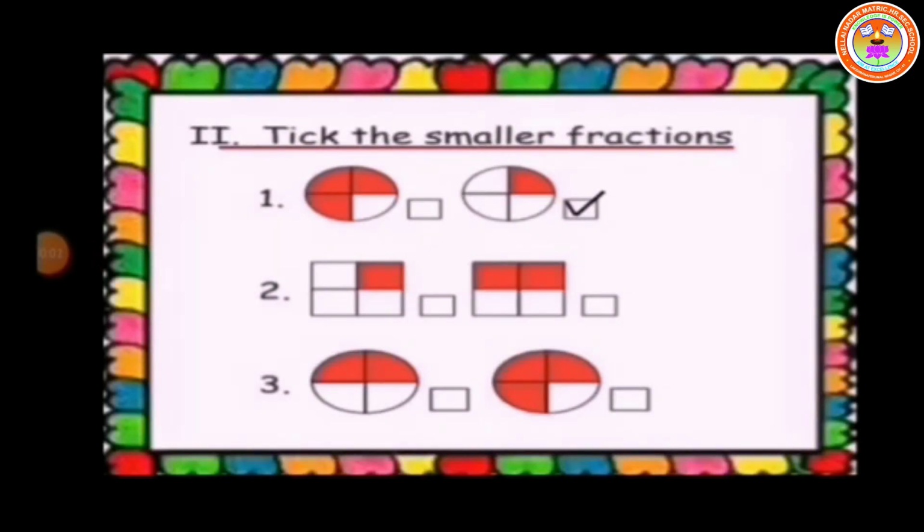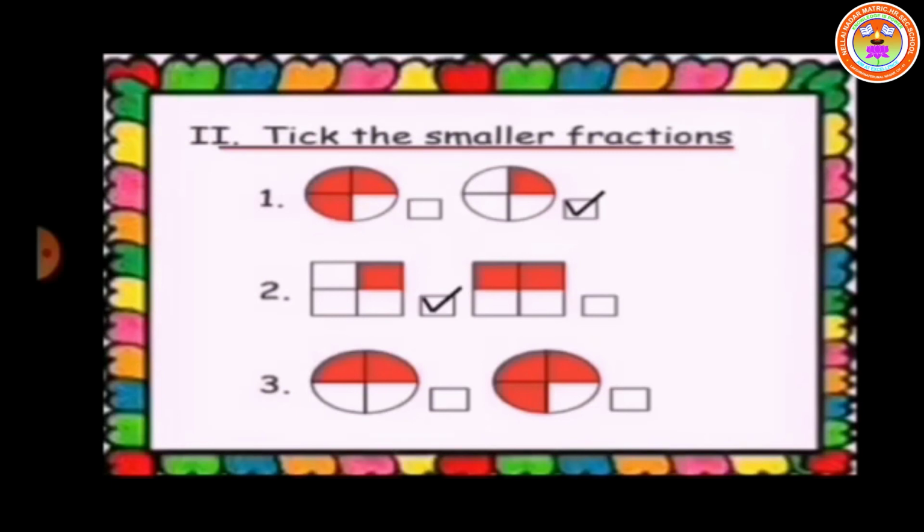Second question. Here two pictures are given. See the first one. Shaded portion is 1. So the fraction is 1 by 4. Second picture. 2 portions are shaded. So the fraction is 2 by 4. In the numerator we have 1 and 2. Which one is smaller? 1 is smaller. So the fraction 1 by 4 is the correct answer. So tick 1 by 4.